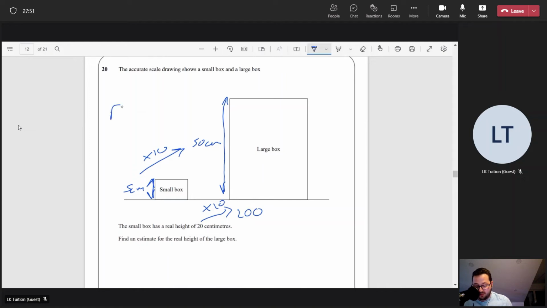Let me write this down. This is just me making a guess. But in the real exam, you'd use a ruler and measure it, compare the two measurements, and then use that for the real height of the large box.